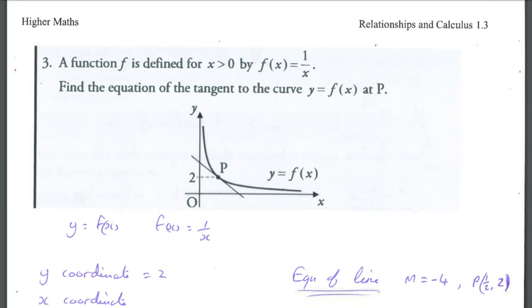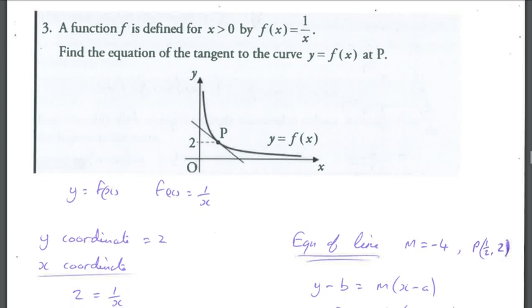Hello and welcome back to Higher Maths, a differentiation equation of a tangent. So we're going to look at another example here. A function f is defined by f of x equals 1 over x. Find the equation of the tangent to the curve y equals f of x at the point P.